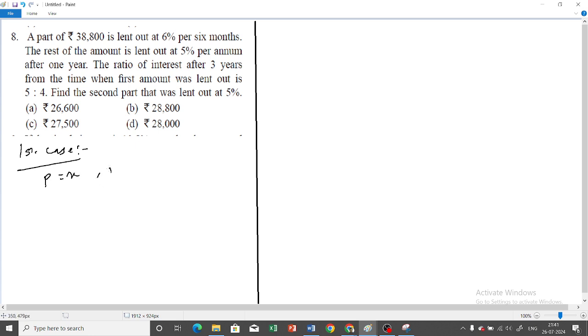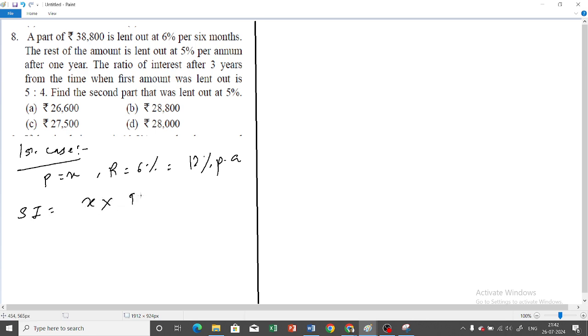I'm just writing down the data for your benefit, but you will not write down per 6 months. What does that mean? That means 12% per annum. But remember that in the formula, SI equals PRT by 100, or amount A equals P into 1 plus R by 100 whole to the power n, R is always per annum. So rate is 6% per 6 months, and I have to convert it into annum. So 12%. So what is going to be the simple interest?